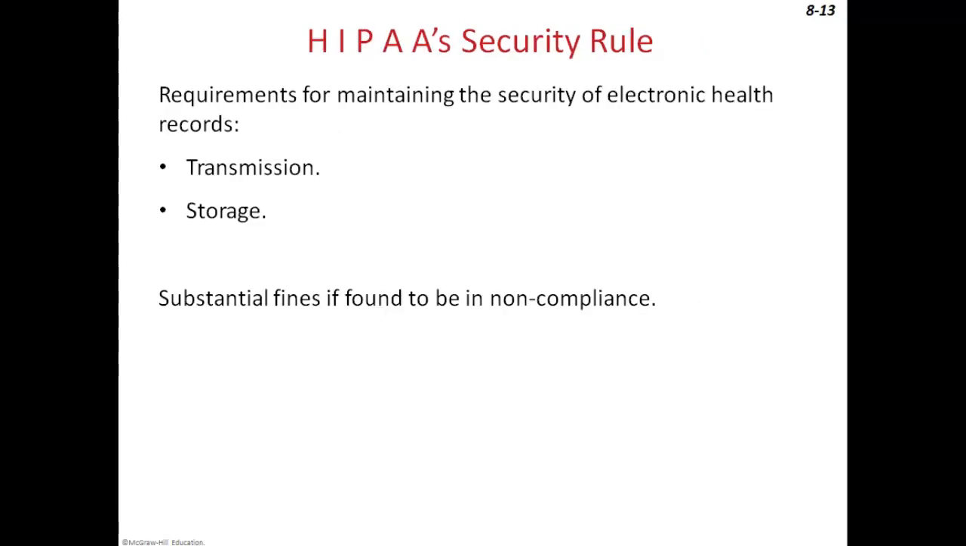HIPAA security rule. So HIPAA security rule is HIPAA standard number 3, and it establishes a national set of security standards for protecting certain health information that is either stored or transmitted in electronic form. Essentially, the security rule is the operational portion of the protection set forth in the privacy rule. The security rule identifies the technical and non-technical safeguards that they must have in place to secure PHI. And there are substantial fines if found to be in non-compliance with this security rule.